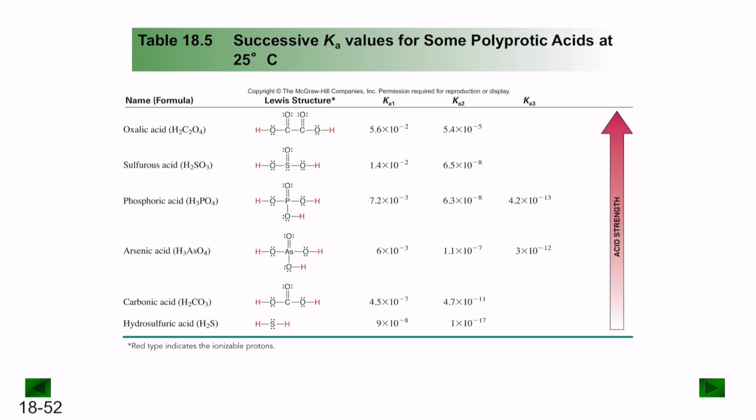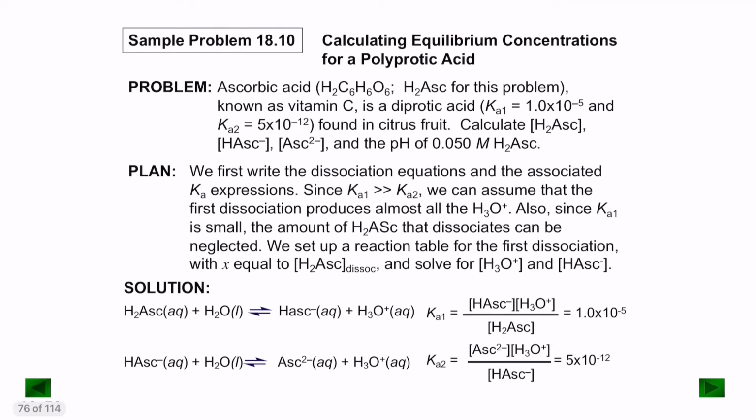Other such acids include oxalic acid, which has 2 ionizable protons, sulfurous acid with 2 ionizable protons, phosphoric acid with 3, arsenic acid, which also has 3, carbonic acid with 2, and hydrosulfuric acid with 2 ionizable protons. So this is the idea behind the problem.